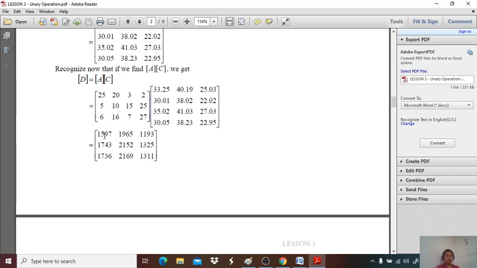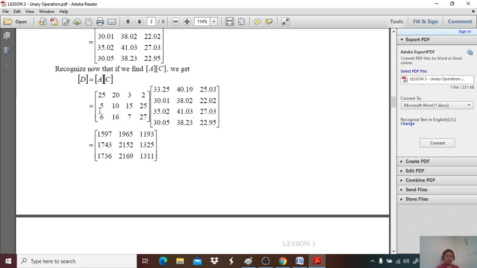So if we are going to get the total sale, since multiplication is just the sum of the products of its terms, let's say 25 times 33.25 plus 20 times 30. So the first row and first column will be the total sales of the Firestone tire.